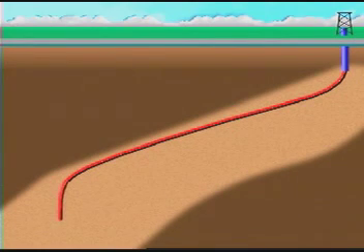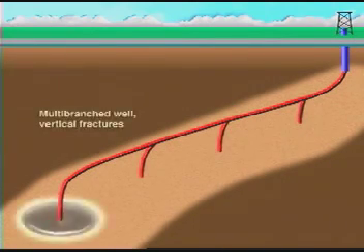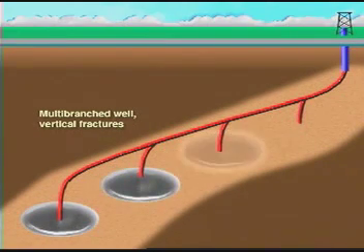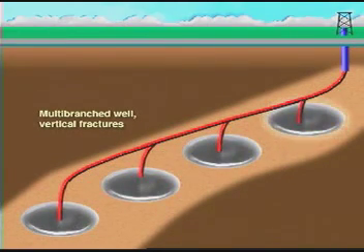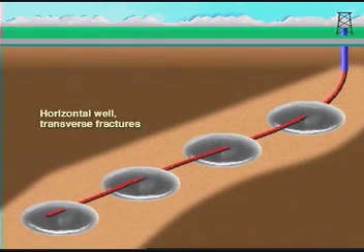We can also drill vertical branches from a horizontal trunk. In this case, the branches have been hydraulically fractured in sequence. This configuration offers similar results to a multiple transverse fracture treatment.